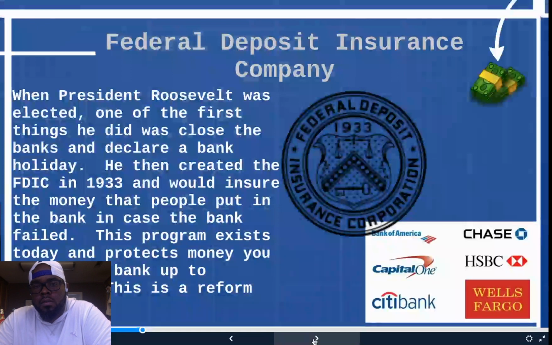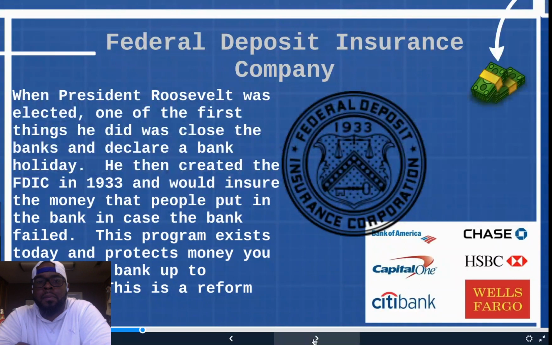The next one we have is going to be the FDIC. The FDIC was one of the first things he did when he closed the banks and declared a bank holiday. The FDIC in 1933 would then insure money that people put into the banks in case the banks failed. So now if you have up to $250,000 in the bank, this reform program will help insure your money, just the same way we have medical insurance or even car insurance.